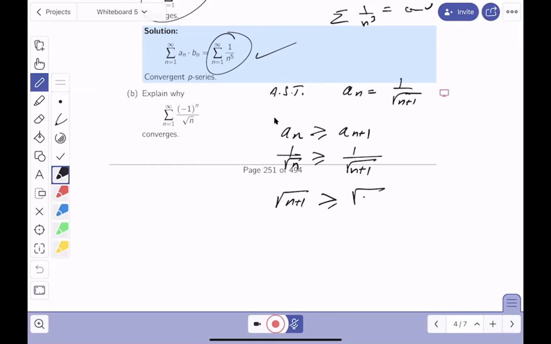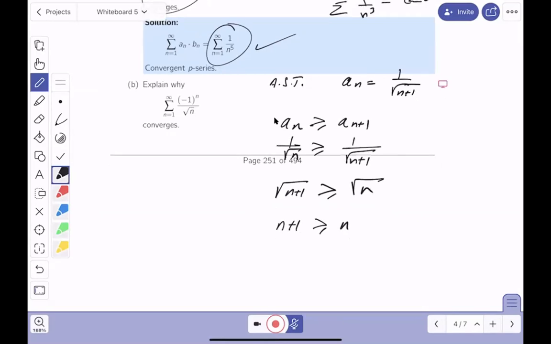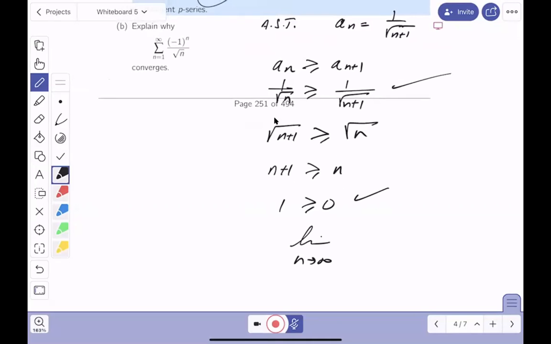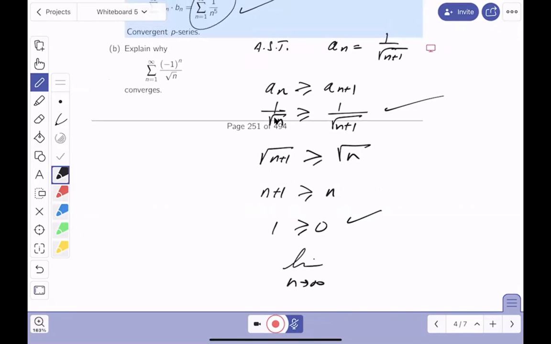None of the problems we had in Math 119. I don't know, square both sides maybe. Take away n from both sides, maybe. And hope you realize that's always going to be true. All right, this is good. What else do we need to show? The limit as n goes to infinity of that a_n. I'm sorry, I wrote a_n down incorrectly. I have to correct that now. I just noticed it. It's 1 over root n. Sorry about that. That's 0. So this converges by the AST.